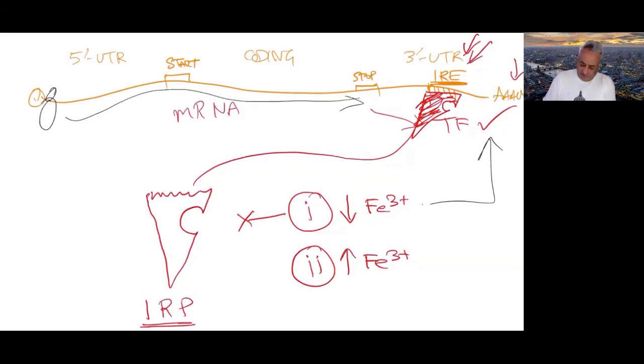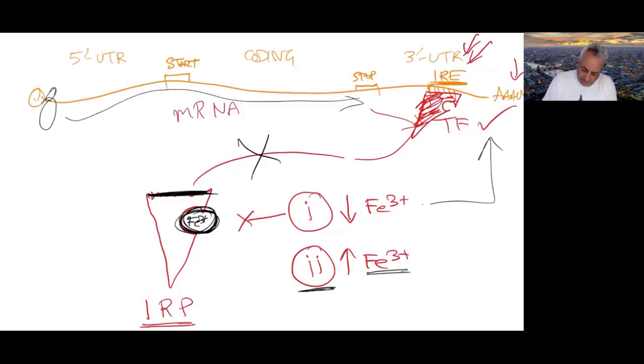So let's look at the second scenario. So in this scenario, when iron levels are high, you don't want to bring in any more iron because you have enough, okay? So what happens then is that the increased levels of iron, they drift across and then they bind to the allosteric site. That changes the configuration of the protein. Therefore, that protein no longer binds to the IRE.